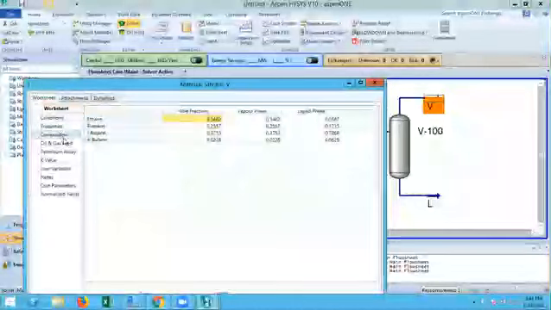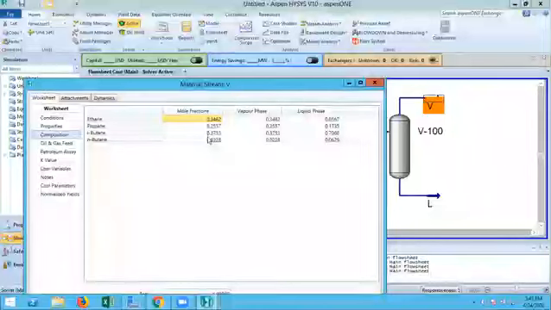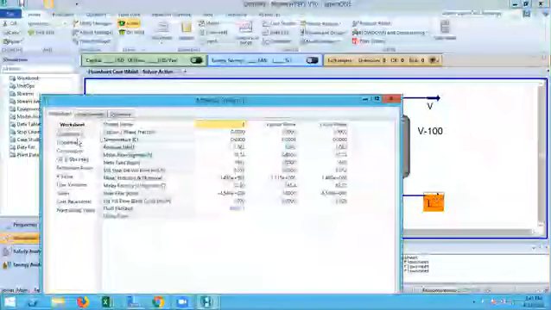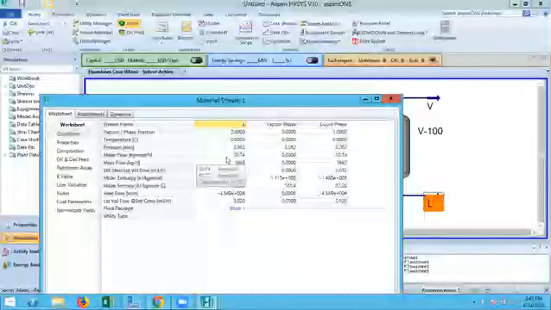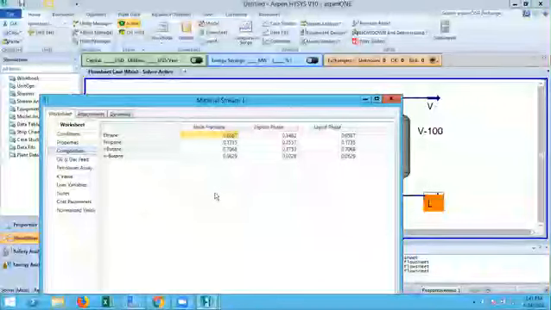And what is the composition? These are the compositions of these streams. The same for the liquid. I'll click on the liquid, and I will read the molar flow rate, which is 30.74, and the composition is the same as given here.